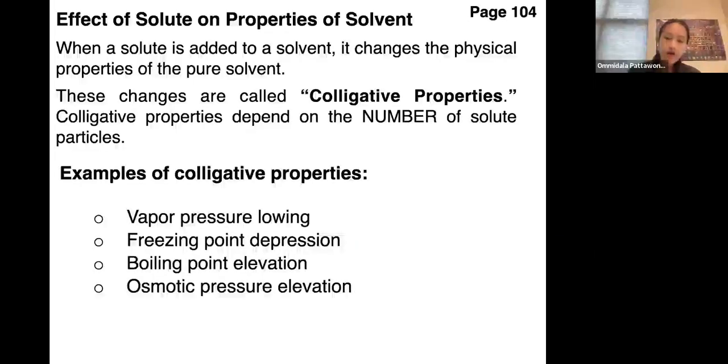Listed here are examples of colligative properties. When you have a solution that contains solute, it's going to cause the vapor pressure and freezing point to be lower than that of the pure solvent. And when you're looking at boiling point and osmotic pressure, the solution would have a higher boiling point and osmotic pressure than the pure solvent.